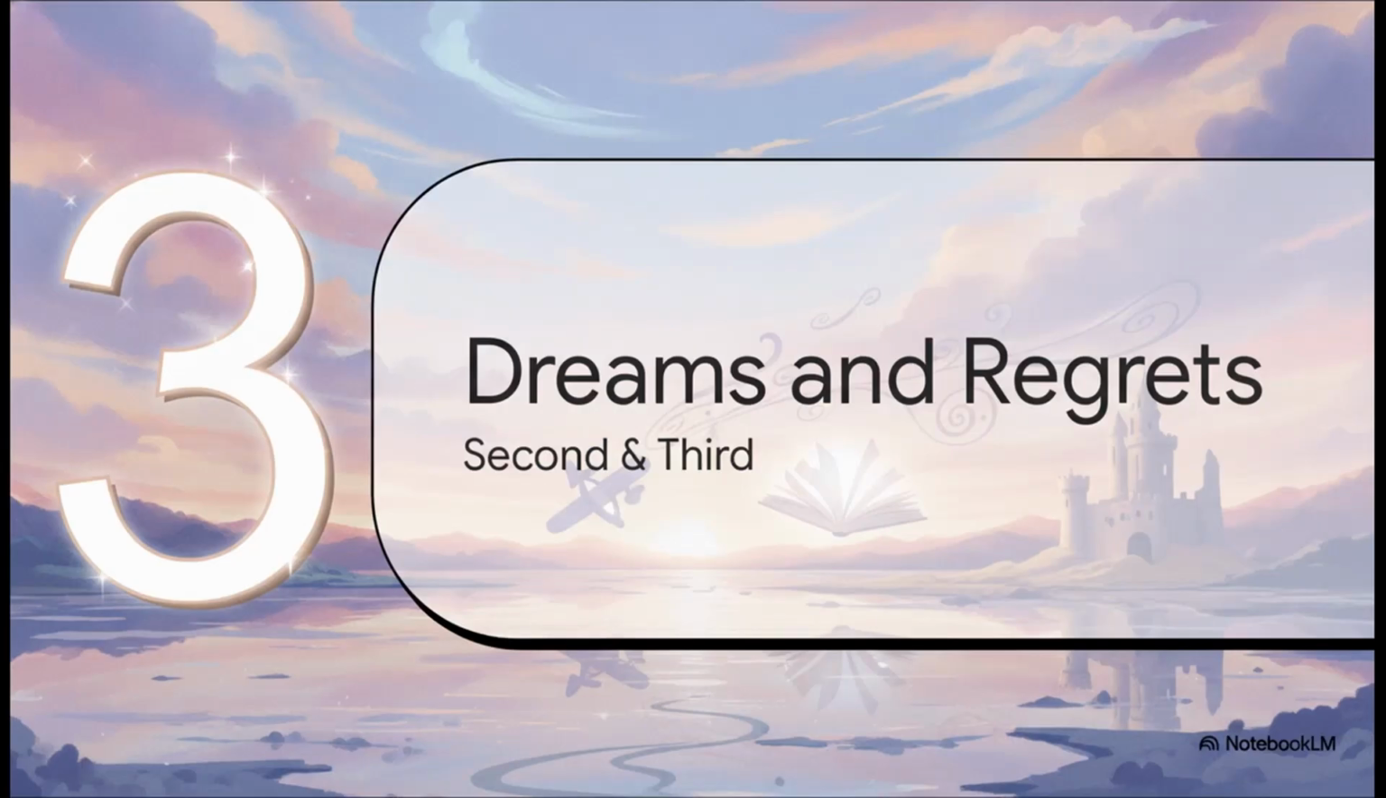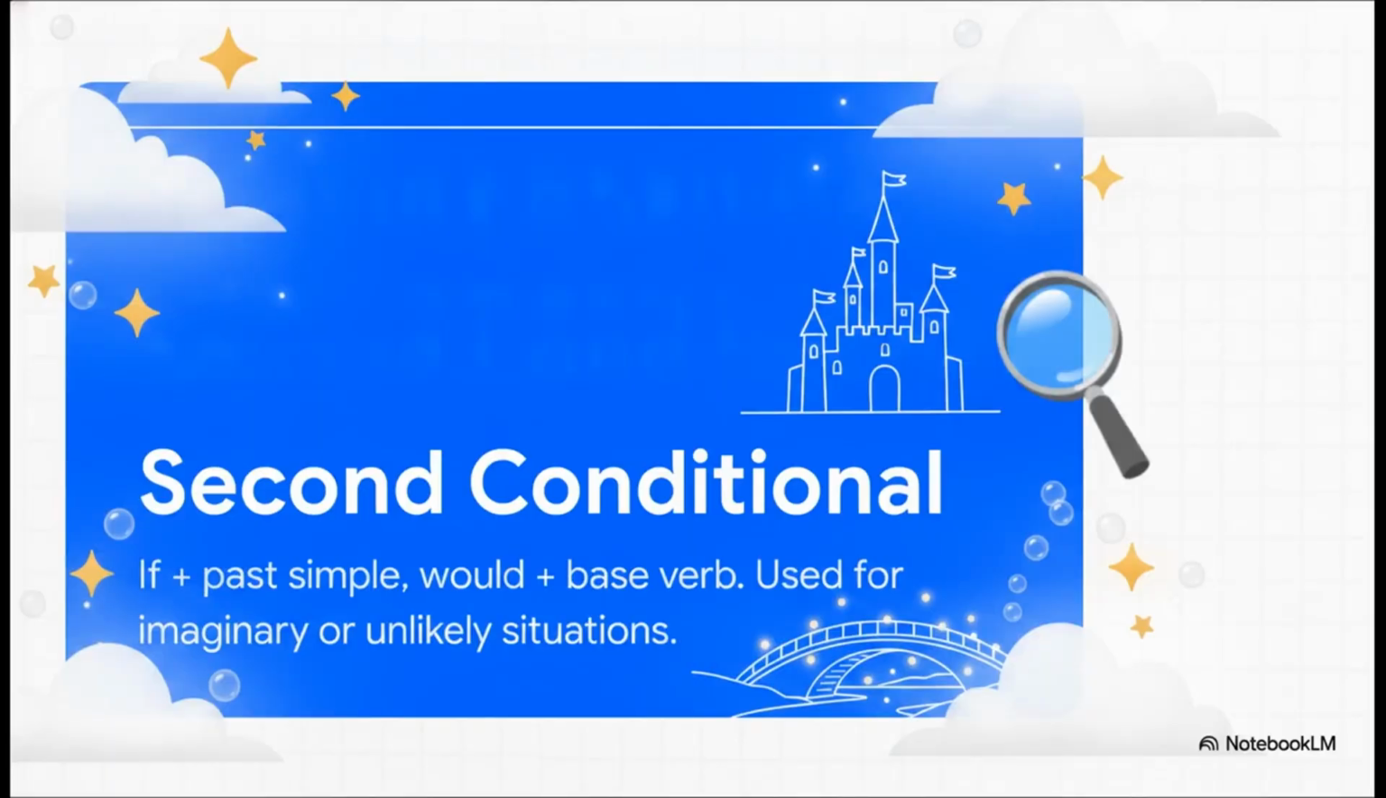Section 3. Dreams and regrets, the second and third conditionals. All right, now we leave reality completely in the dust. Let me introduce you to the second conditional, which is essentially the grammar of unlikely daydreams. The formula uses if plus the past simple, followed by would and a base verb.